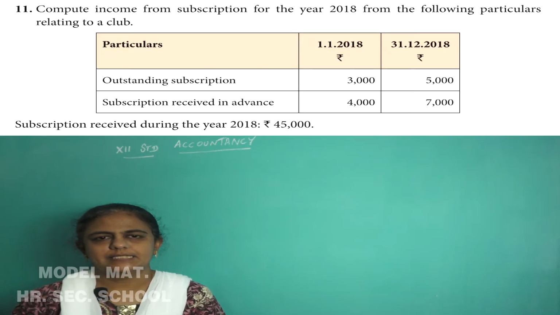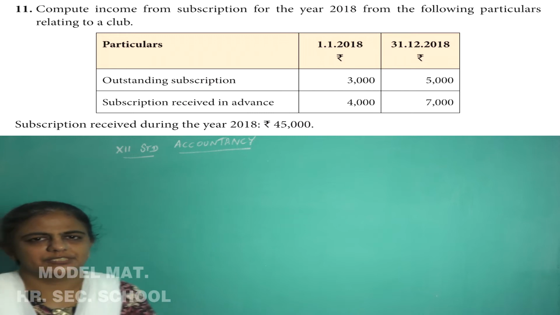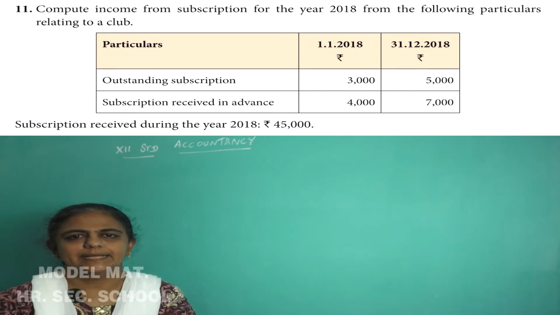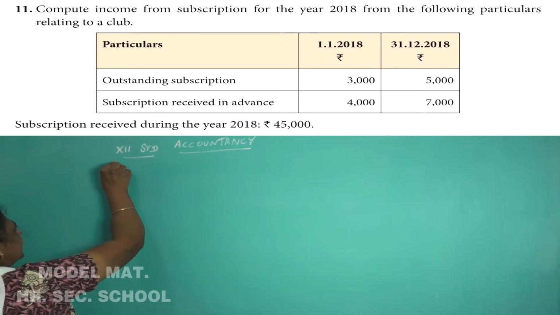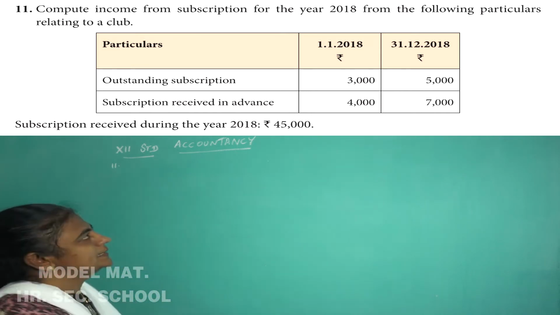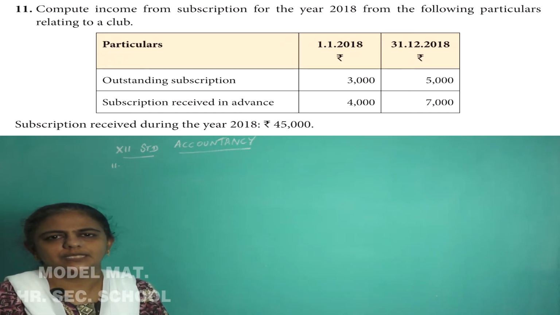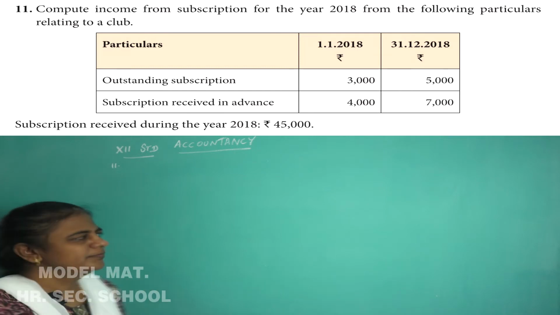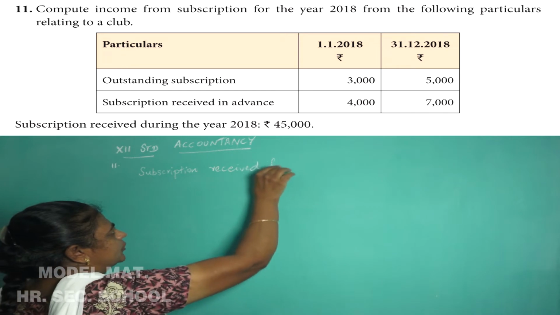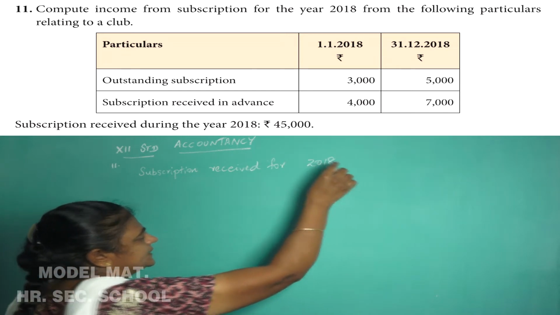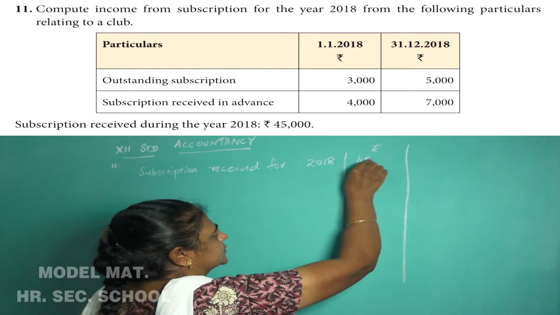Now look at the question, children, what is asked there? Compute the income from subscription for the year 2018. So we are just going to compute. Now see the last sentence of the question. Subscription received during the year 2018 is 45,000. So take that first. Subscription received for 2018, that is the current year. 2018 is the current year. That is 45,000.